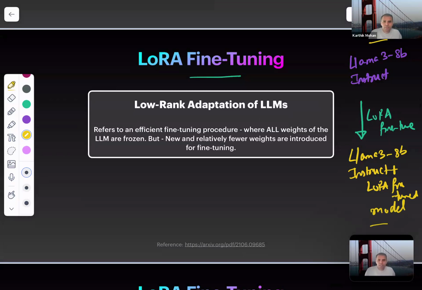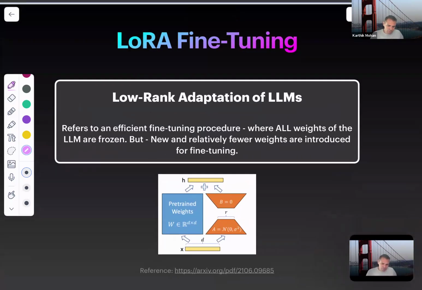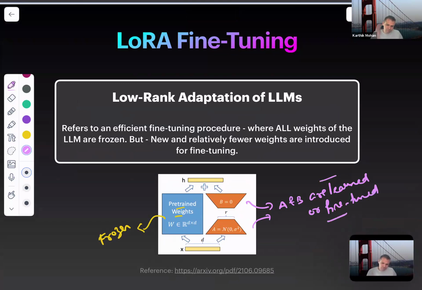So LoRa is just an acronym for low rank adaptation of large language models. It refers to an efficient fine-tuning procedure where all weights of the large language model are frozen, right? So if you freeze all the weights, then what are you fine-tuning? Well, you're fine-tuning the new weights that are much fewer in quantity that get introduced. So if W here is the pre-trained weights, these would be frozen, but these would be learned. So the A and B are learned or fine-tuned.